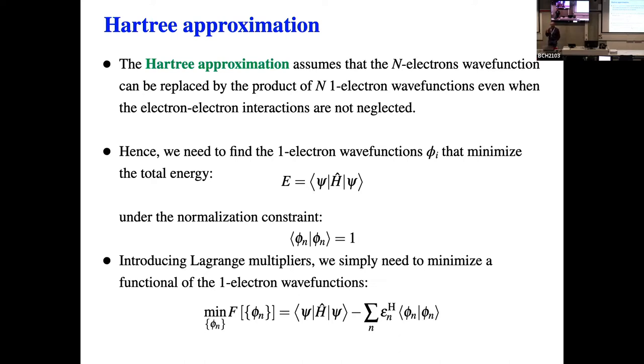And if you do that, as we know, we have this variational principle. So what we want to do is minimize the energy associated to this wave function, which is a product of wave functions, under the constraint that each of these wave functions is normalized. And so we introduce Lagrange multipliers here. So we have to minimize this function F that depends on each of the single wave functions phi. And so we have psi minus these Lagrange multipliers times the condition that we want to impose.